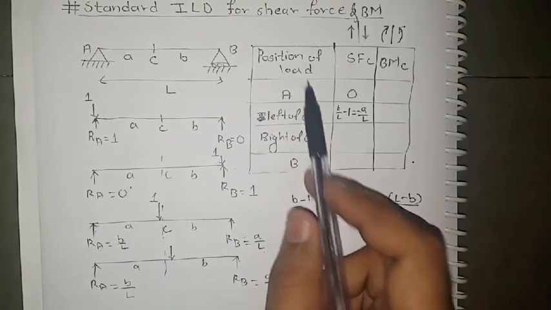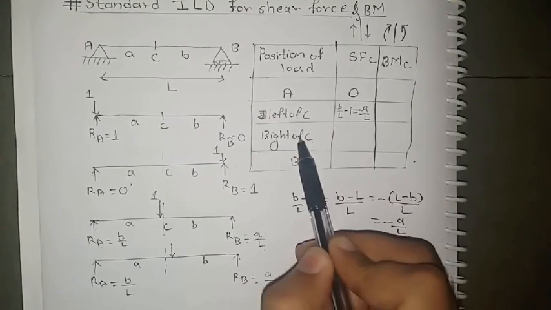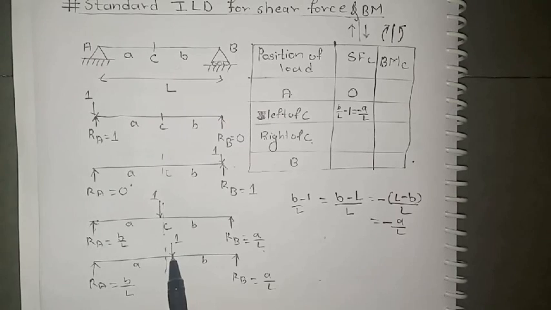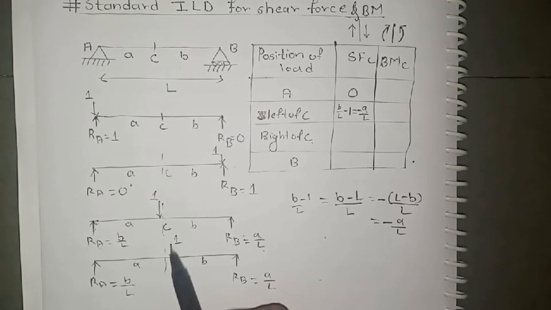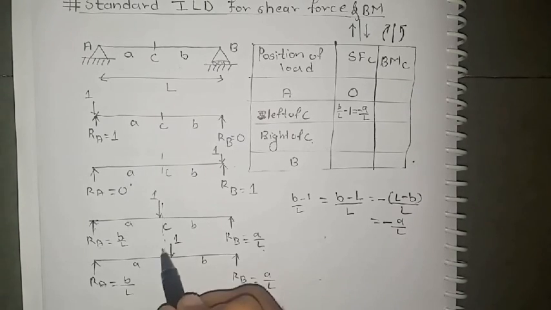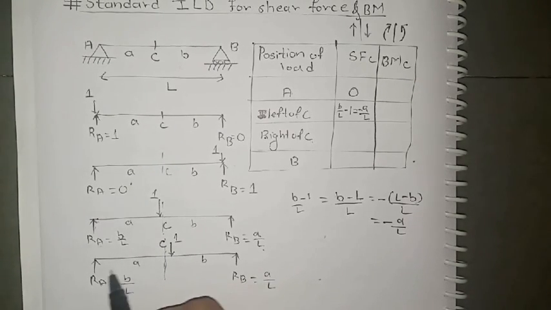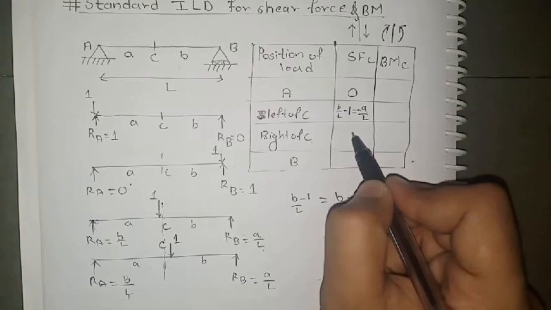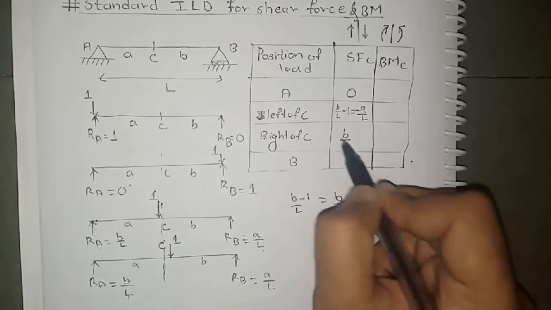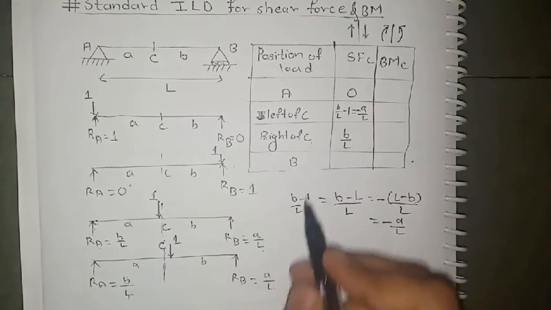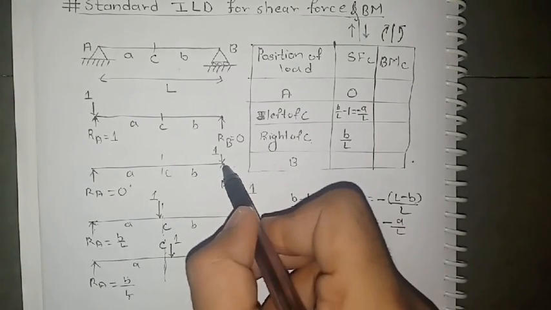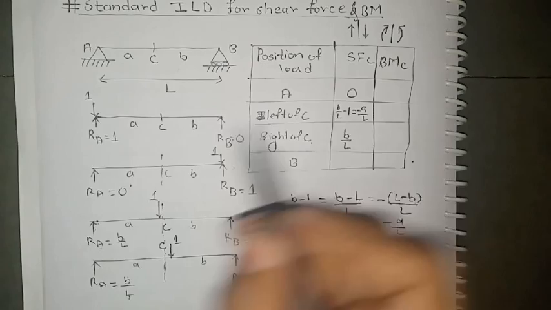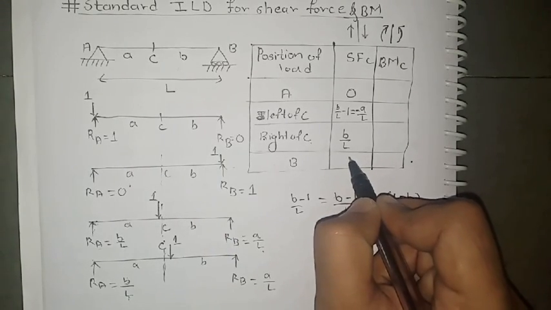Similarly, when the position of the load is just right of point C, we take the section at C. Towards the left side of the section, there is only one force, which is upwards and positive, so Ra, which is equal to B by L. When the position of load is at support B, all forces on the left side of the section are equal to 0.